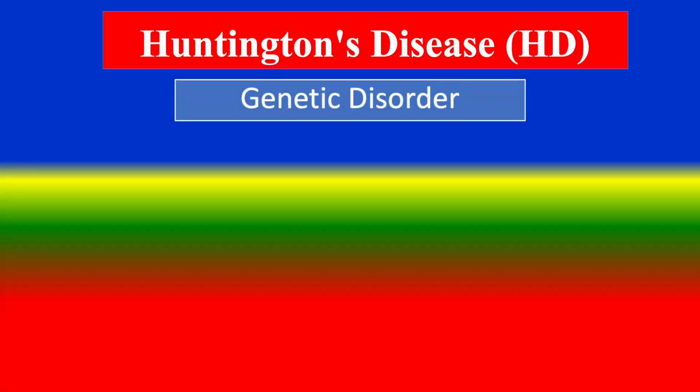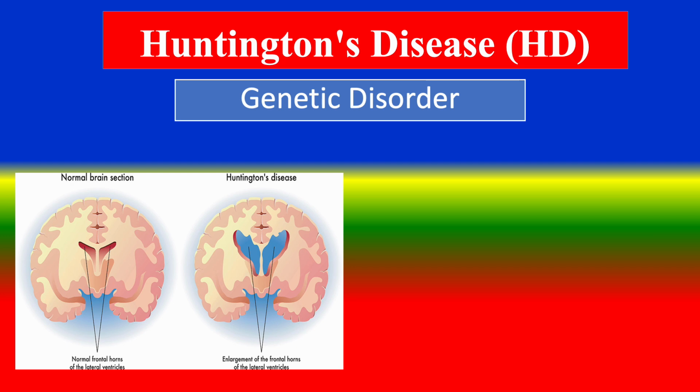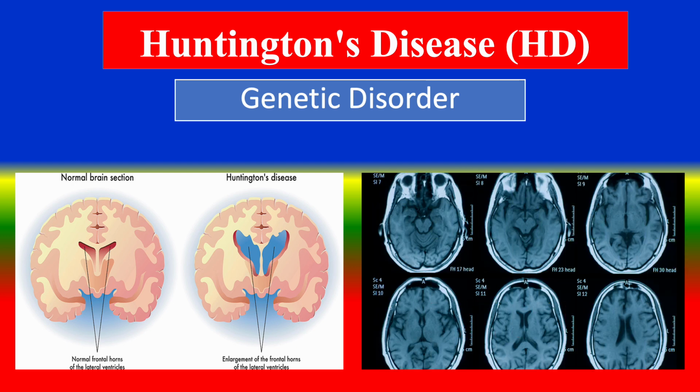Huntington's disease is a genetic disorder mainly affecting the nervous system, the brain. Look at these brain images: normal and Huntington's disease brain, CT findings.